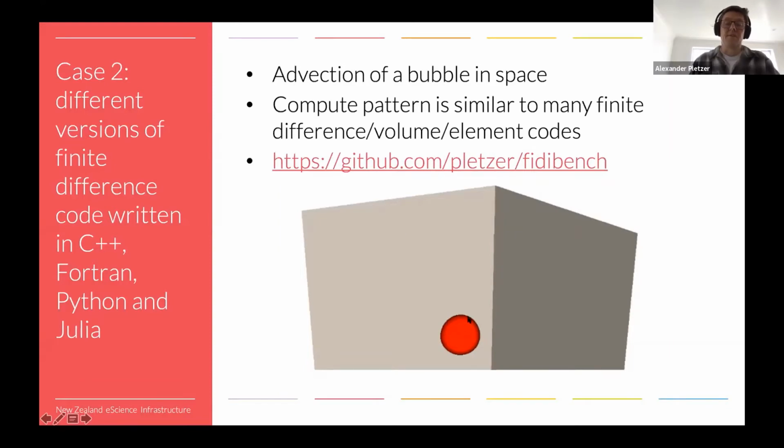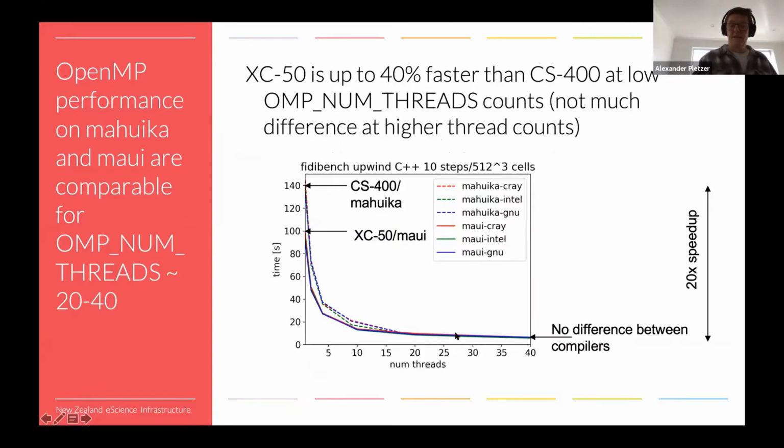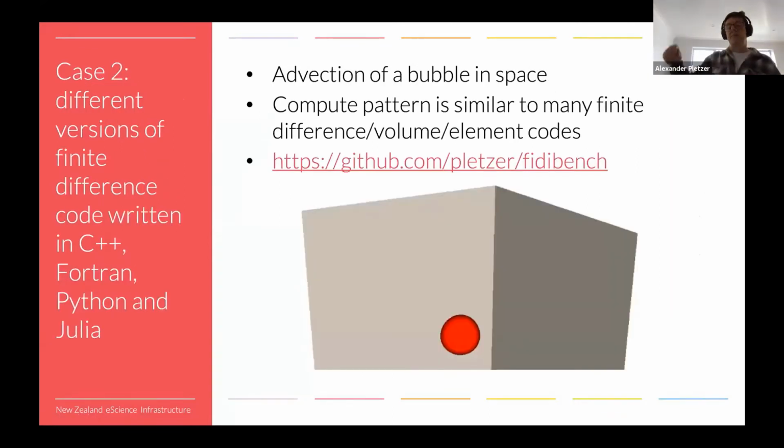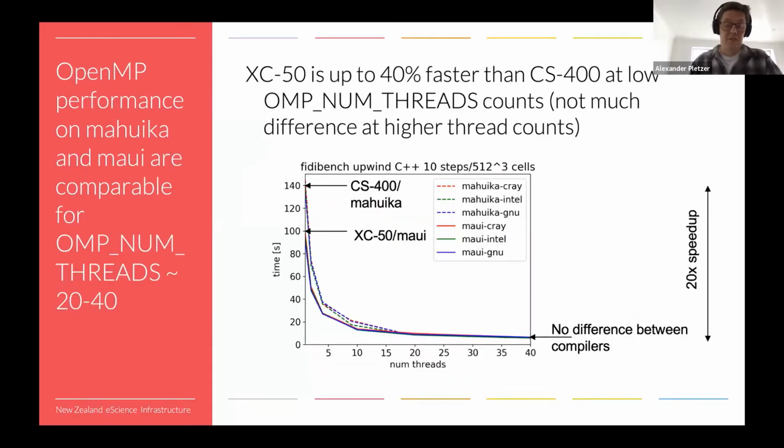What happens here is that you have that blob, that bubble here in red, and it's advected in space. So you have a little bit of neighboring communication, and you can play with MPI, OpenMP, and other technologies. And what we found in that particular case is, so we have these two platforms.